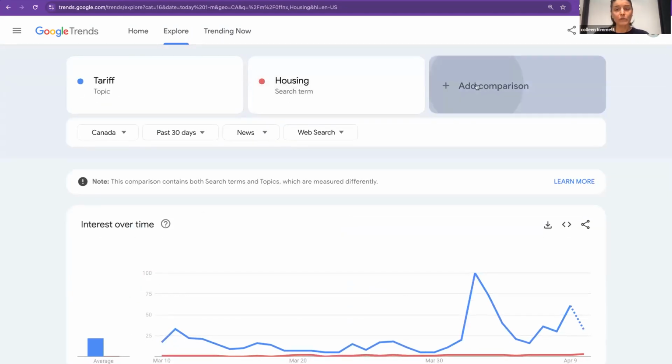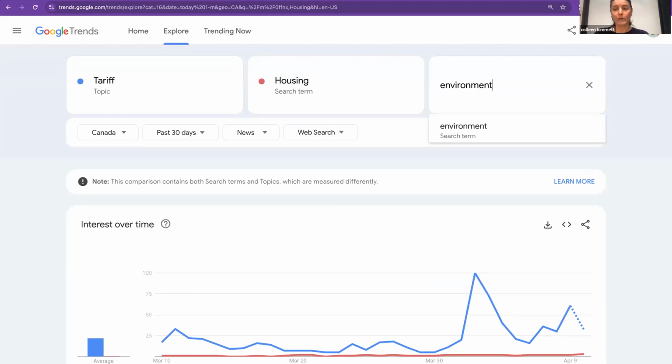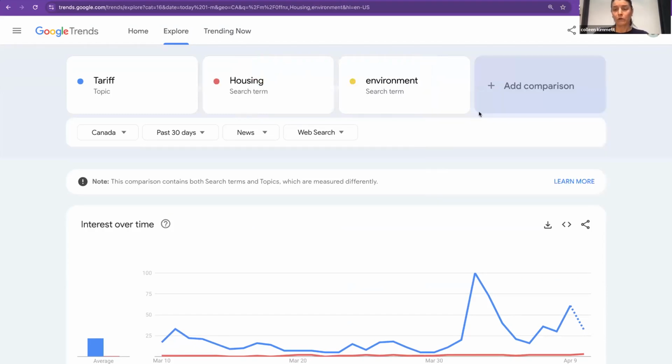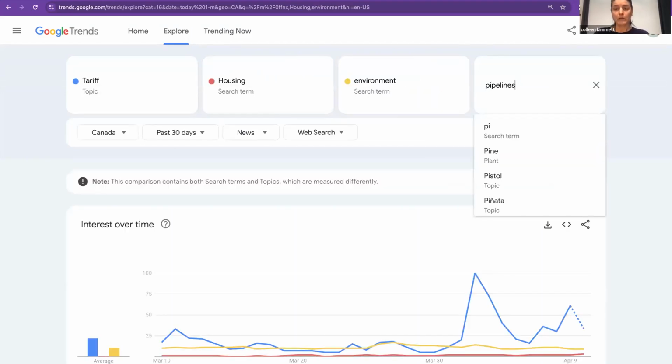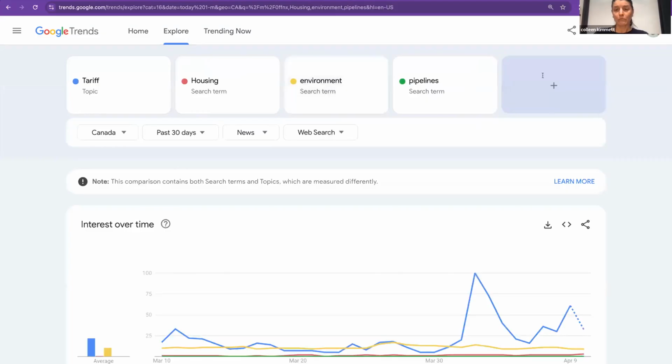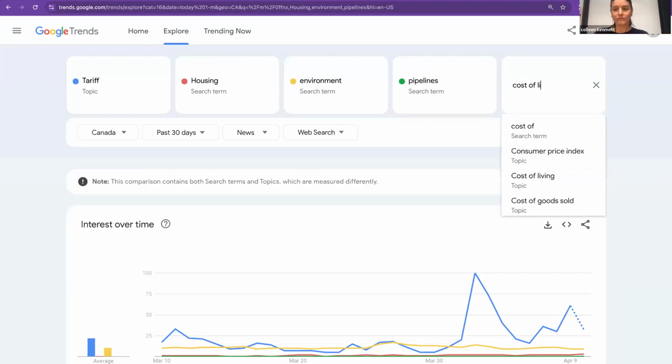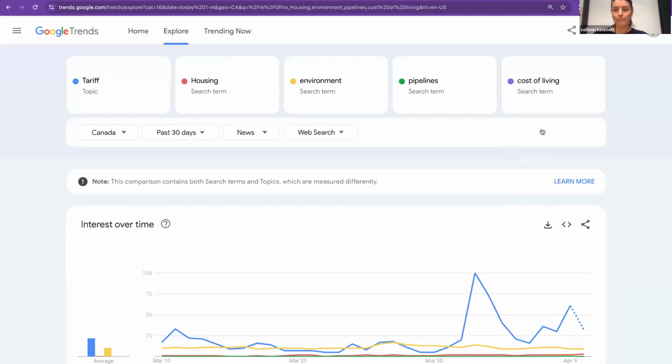I could add more search terms here too, like environment or pipelines. And we've got more and more. Any suggestions for what you might want to add there? Like cost of living, is that too many words? Nope.